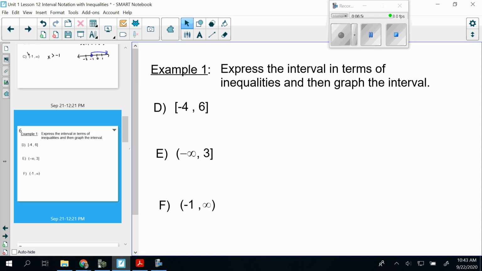These ones express the interval in terms of inequalities again, and then graph the same as we were doing. I want you to pause and try these ones out on your own.